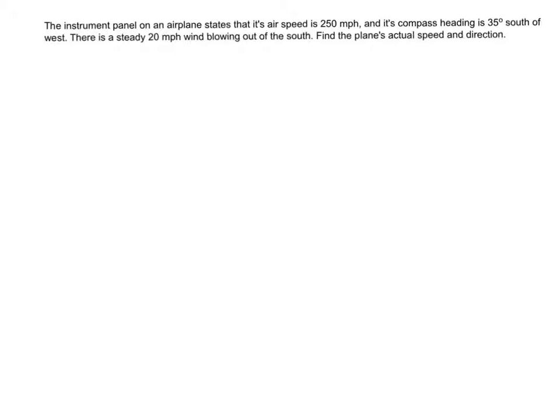So I see two vectors here. I see the plane vector, and the plane vector is 250 miles per hour heading 35 degrees south of west. So what does that mean? If we've got a compass, where this is north, west, east, and south, 35 degrees south of west would be somewhere over here. So that would be the direction the plane is traveling.